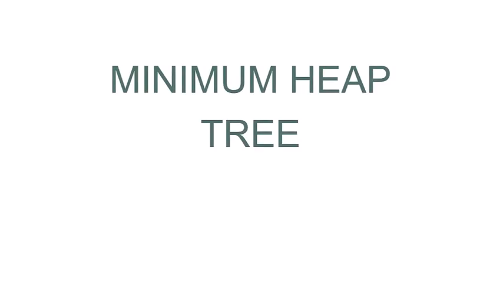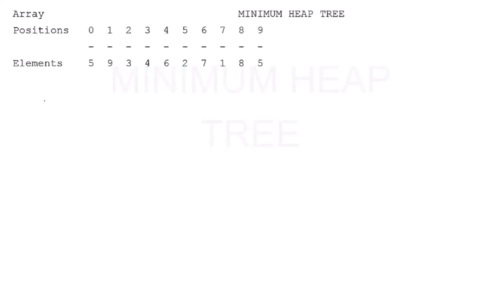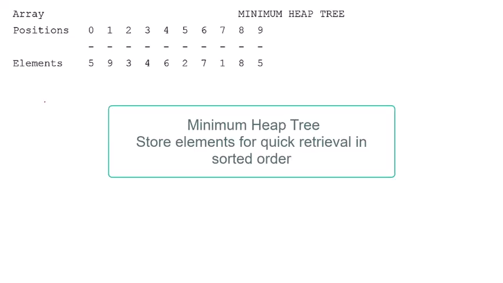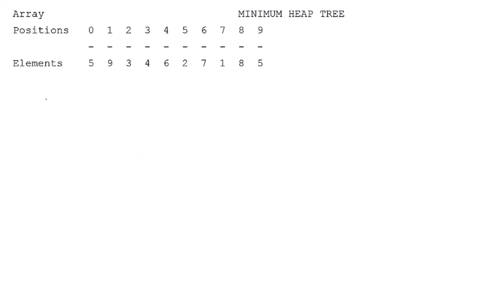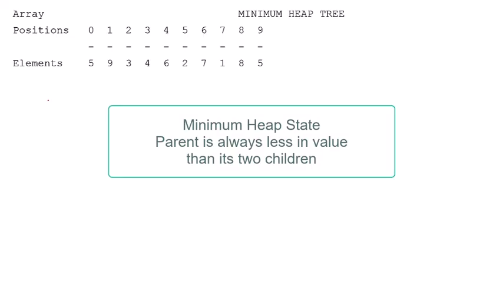Let's talk about minimum heap trees. This is another application of the binary tree so that information can be stored and retrieved in sorted order very quickly and efficiently. The basic state of a minimum heap tree is that the parent is always less than its children in value. And I'm going to show you how we build a minimum heap tree one step at a time.